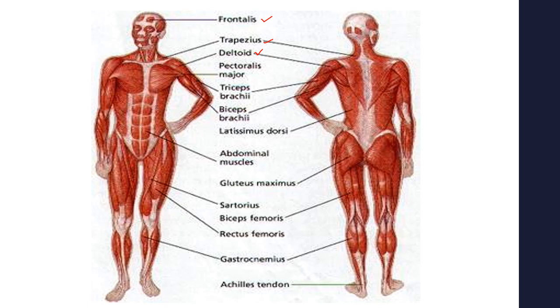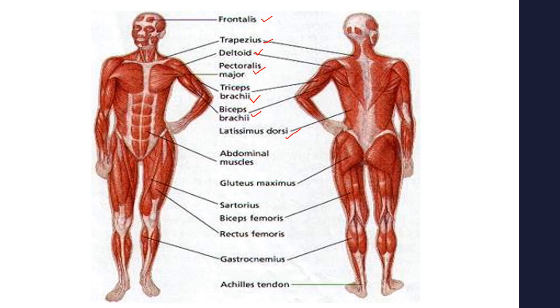Then you have your deltoid, which is literally your shoulder muscle. And then the pectoralis major, a very thick fan-shaped muscle found on your chest, usually under the breast. So that's pectoralis major. And then the triceps and the biceps, which you already know.